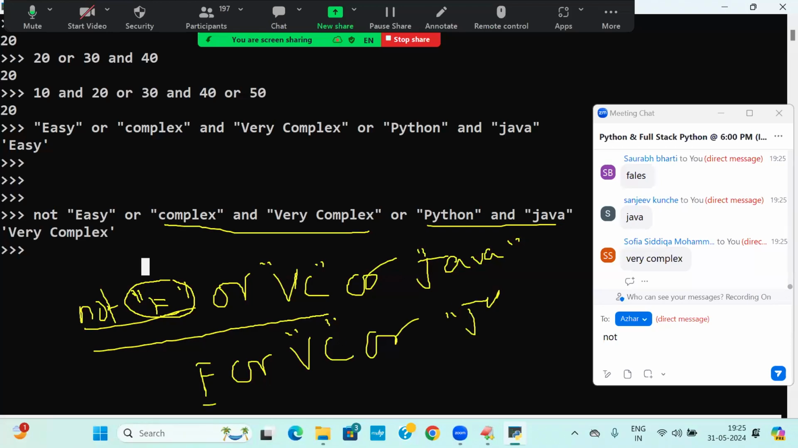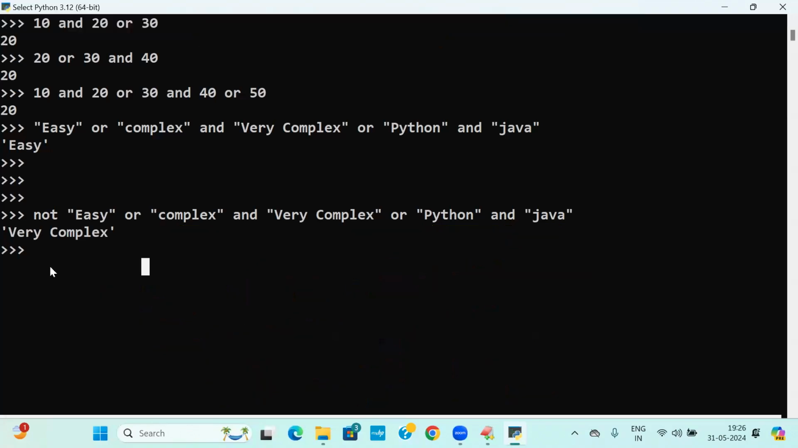Or what here? Java. What is an answer? False are very complex. What is an answer? Very complex. Very complex are what here? Java. What is an answer now? Very complex is an answer. That is the subject. Understood? Yes. Did you understand why very complex?